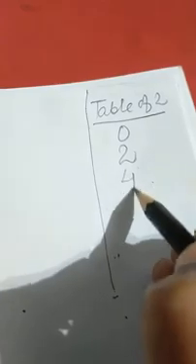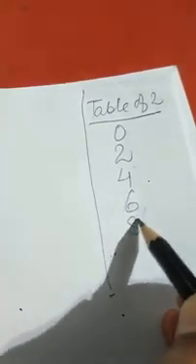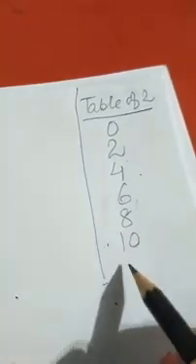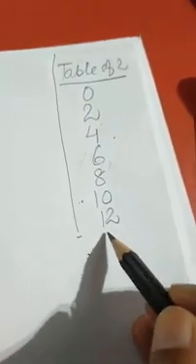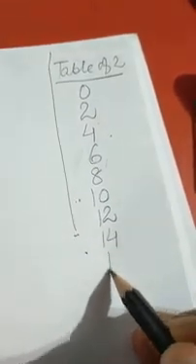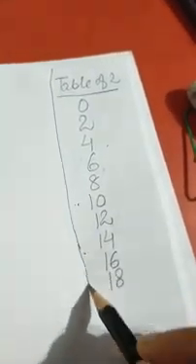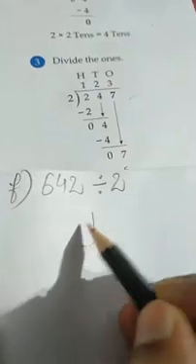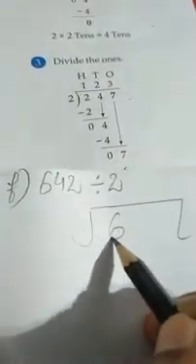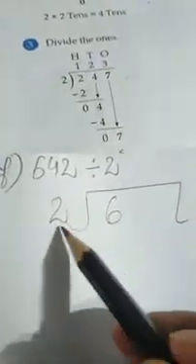2 zeros the 0, 2 ones the 2, 2 twos the 4, 2 3 the 6, 2 fours the 8, 2 fives the 10, 2 6 the 12, 2 sevens the 14, 2 8 the 16, 2 nines the 18. Yes, like this we will write the table of 2. Now here 3 digits are there, but firstly we will write only 1. We will write only 6. Now table of 2 and 6.